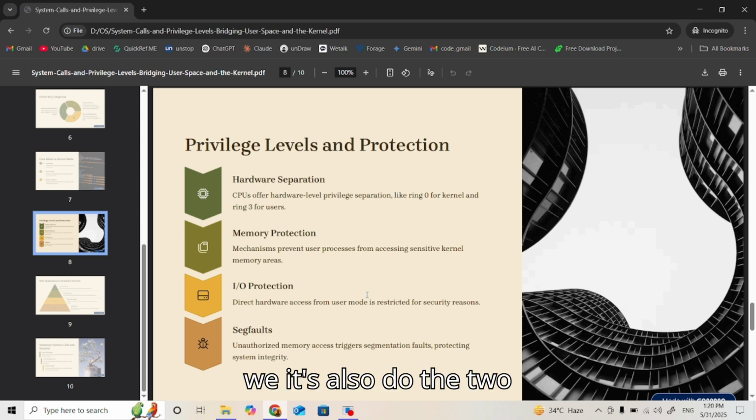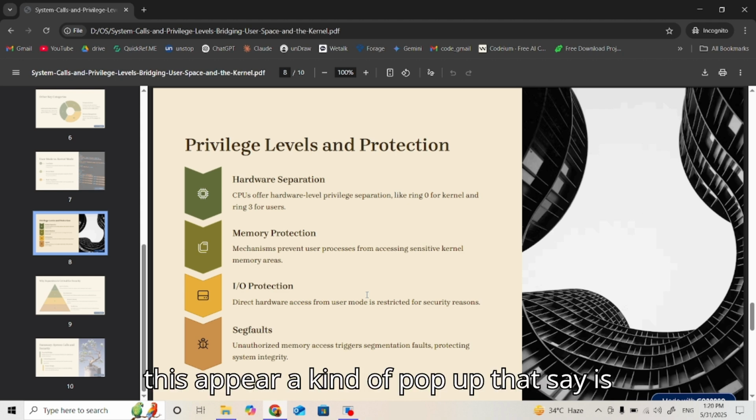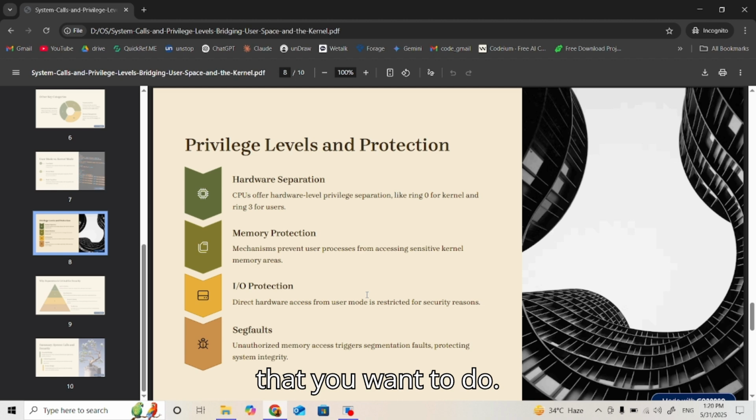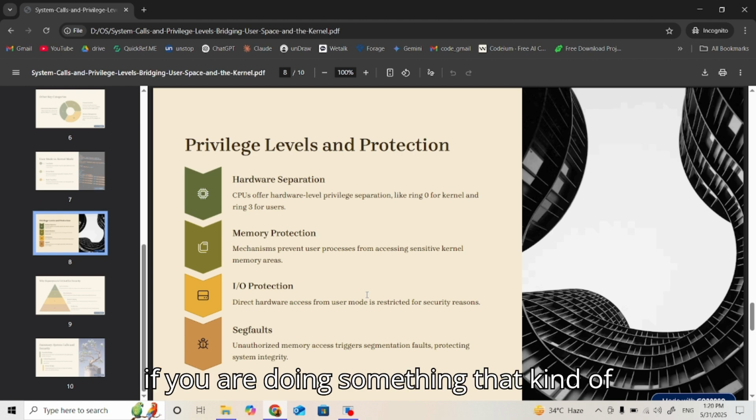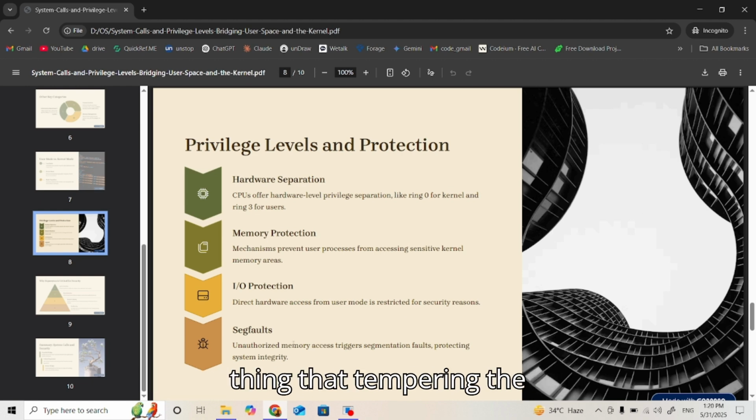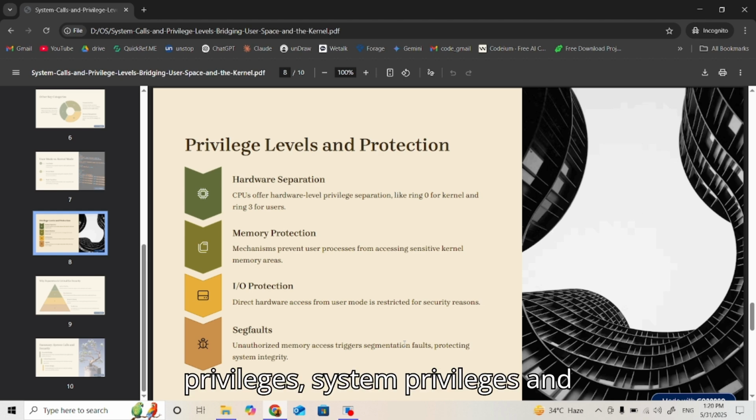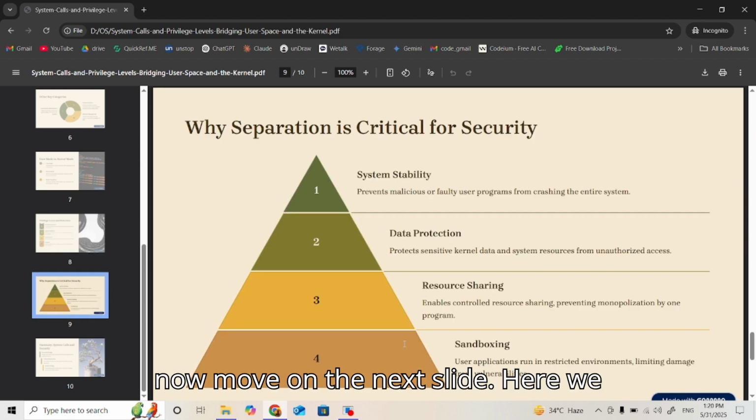It also does two-factor verification. As you see, a kind of pop-up appears that asks whether you want to do it. It regularly appears on your screen if you are doing something that tampers with system privileges. Now let's move on to the next slide.